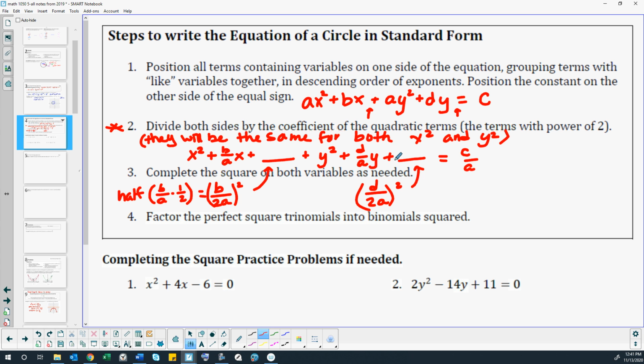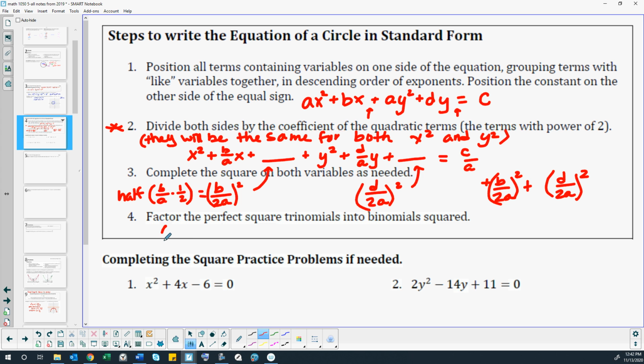And then what we add to one side of the equation, we have to add to the other side. So we're also going to add a b over 2a squared here and a d over 2a squared to our constant c over a for the other side of the equation.